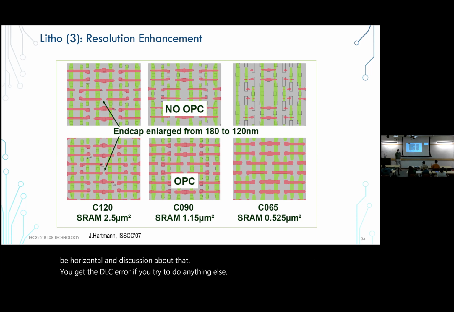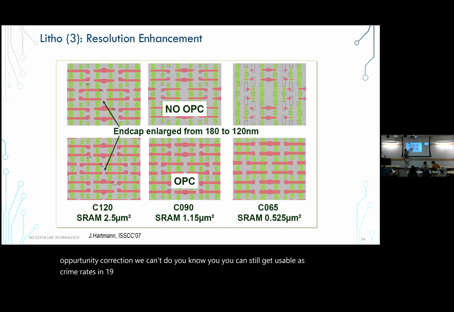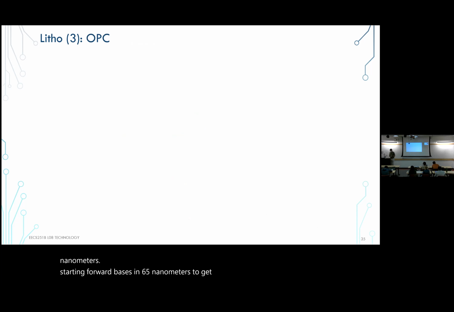The other huge thing that has happened is resolution enhancement. This is showing that in 120 nanometers, without resolution enhancement or optical proximity correction, you can still get usable arrays. In 90 nanometers, it's starting to get dicey. At 65 nanometers, you get nothing. You could project things without optical proximity correction.